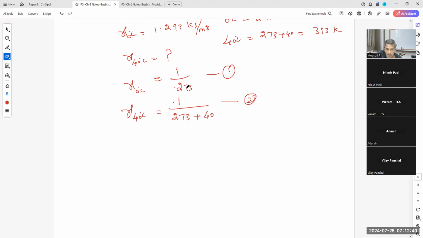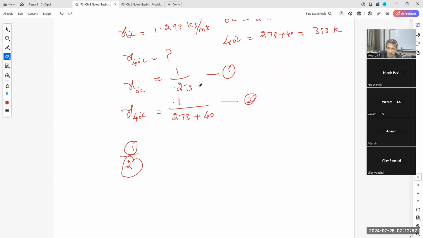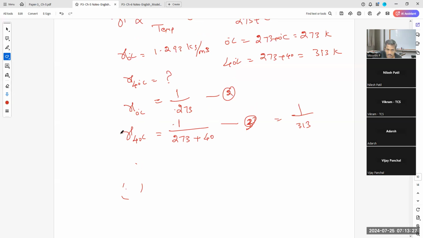Okay, R0 degree 1 divided by 273. R40 degree 1 divided by 273 plus 40. Okay, now what you have to do? Same. Sorry, R40 degree is equal to 1 divided by 313. Okay, I had it wrongly. No, no, in equation 3, we can also write 1 divided by 313, correct? You can write it like this also. Now, this value we need to find out, okay?